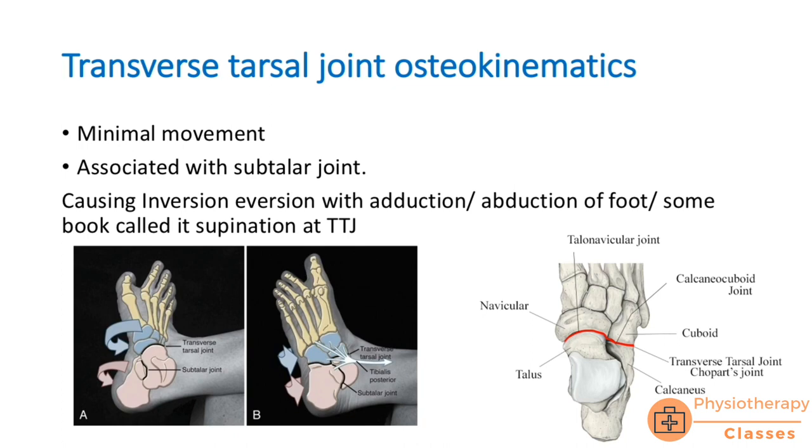So the transverse tarsal joint is the joint between the navicular bone and the talus, and cuboid and the calcaneum. The navicular bone and the talus joint is called the talonavicular joint, and between the cuboid and the calcaneus is called the calcaneocuboid joint. So you can imagine during eversion, the first picture you can see, calcaneum and the navicular bone move laterally, and during inversion, the calcaneum and navicular bone move medially.